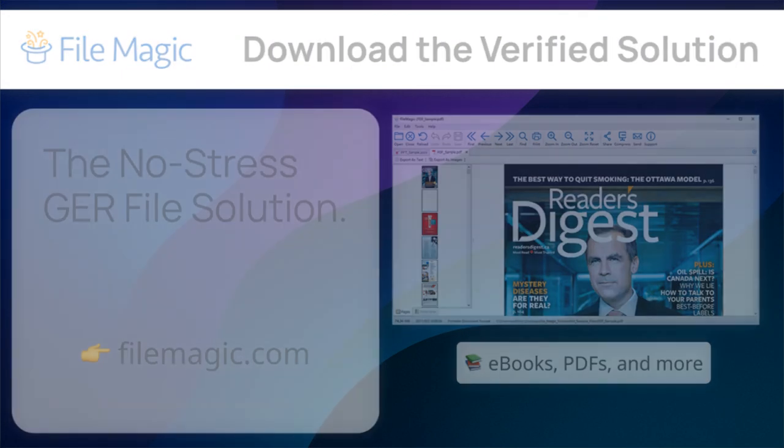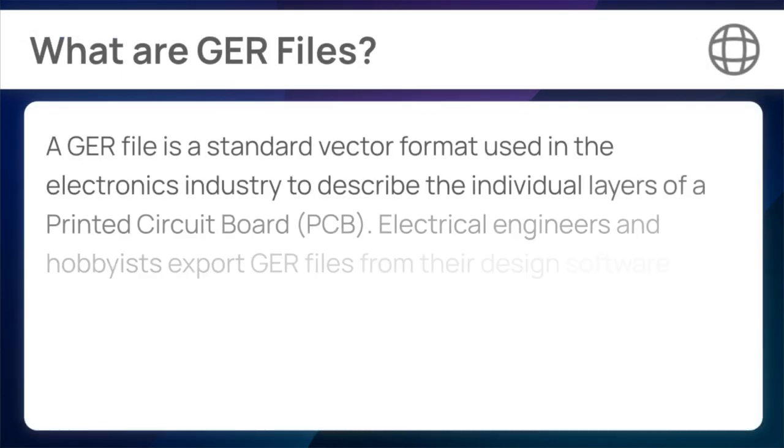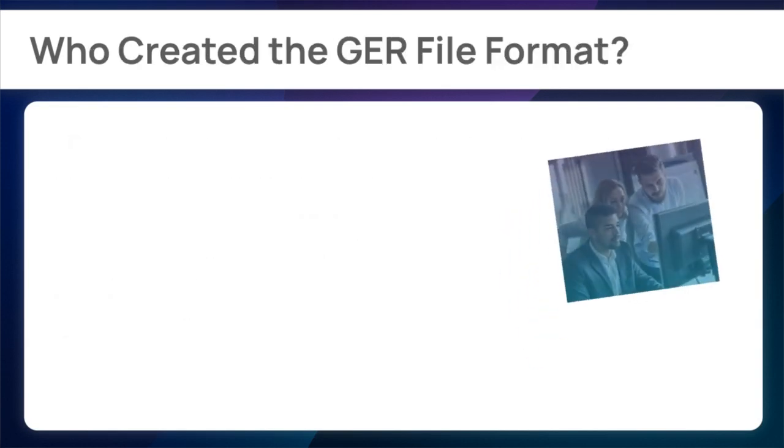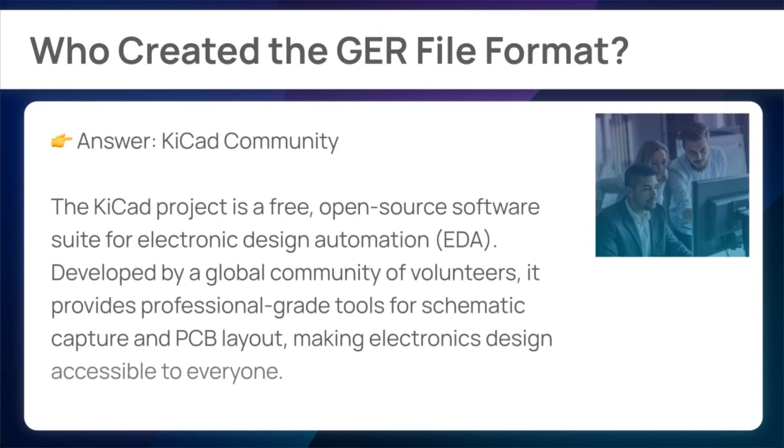A GER file is a standard vector format used in the electronics industry to describe the individual layers of a printed circuit board, PCB. Electrical engineers and hobbyists export GER files from their design software, like KiCad or Eagle, to send to a manufacturer for fabrication. It serves as the digital blueprint for the physical circuit board.